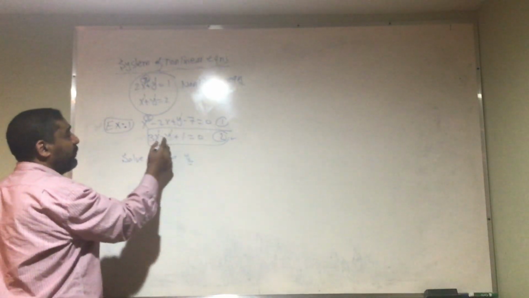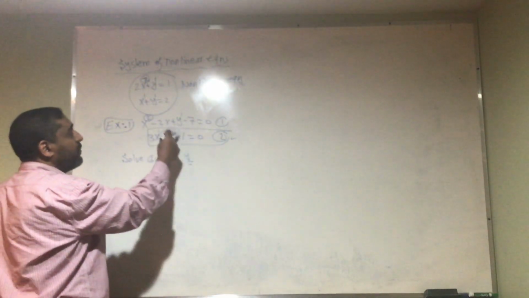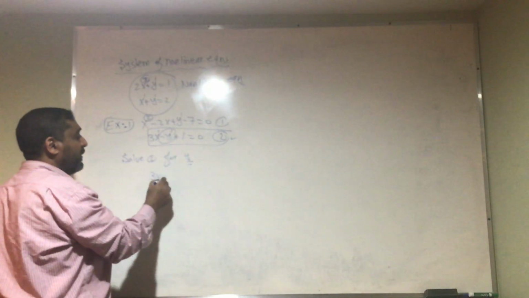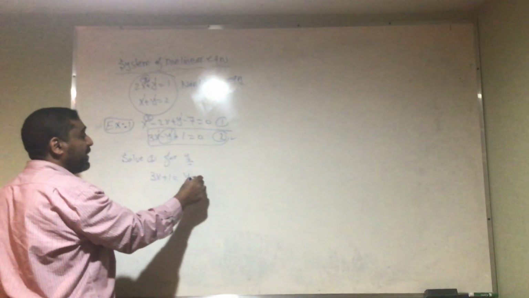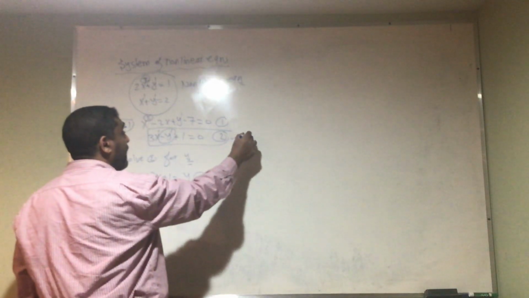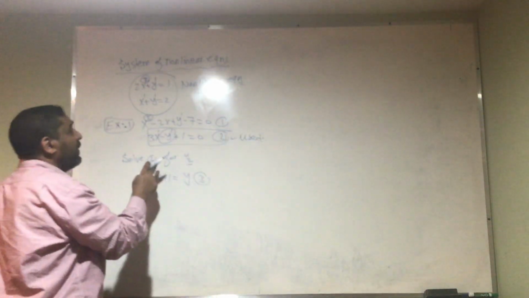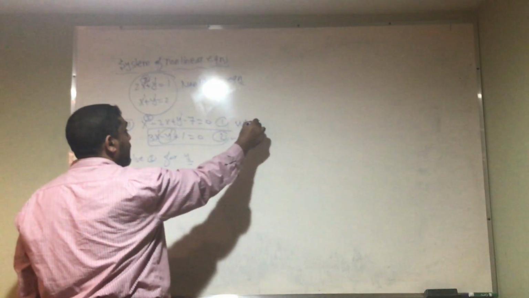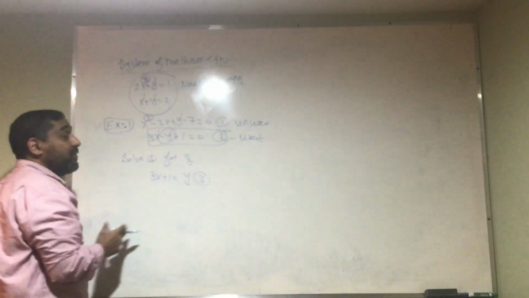So here, how to solve that for y? I take negative y to the right. So you have 3x and here plus 1 equals y. I call this equation number 3. That is the one where I solved for y. Then what is equation number 1? That is the equation unused here. That is the one I haven't used.